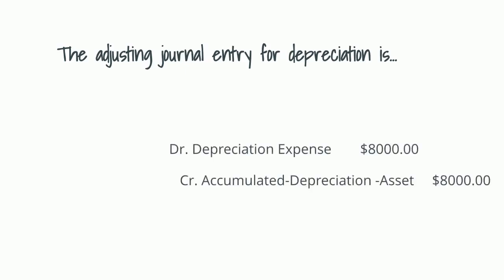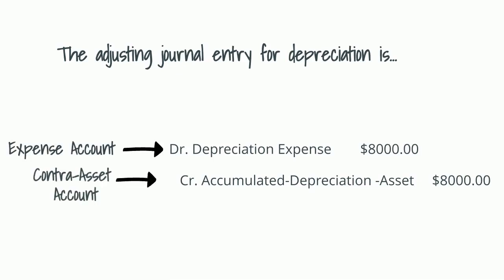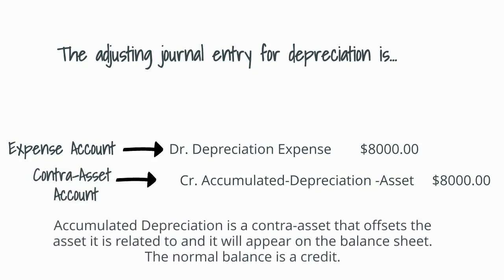The adjusting journal entry for depreciation will look like this: a debit to depreciation expense for $8,000 and a credit to accumulated depreciation for $8,000. The depreciation expense account is an expense and will go on your income statement. Accumulated depreciation is a contra asset, meaning that it offsets the asset to which it is related, and it will appear on the balance sheet. The normal balance of this contra asset is a credit.